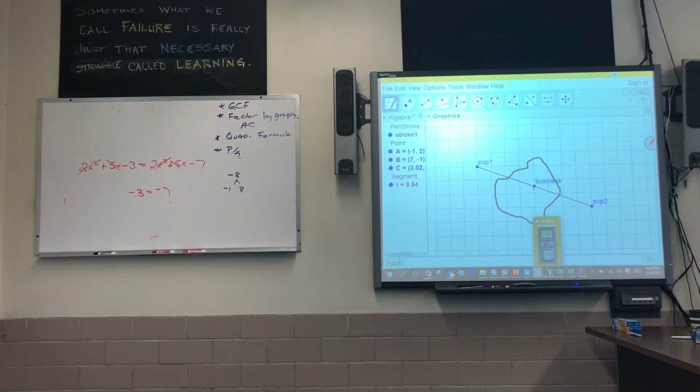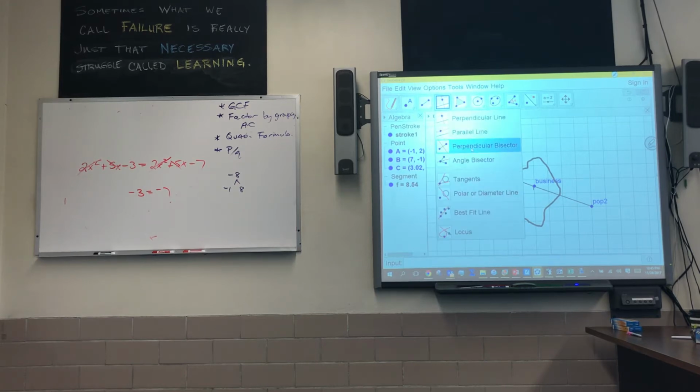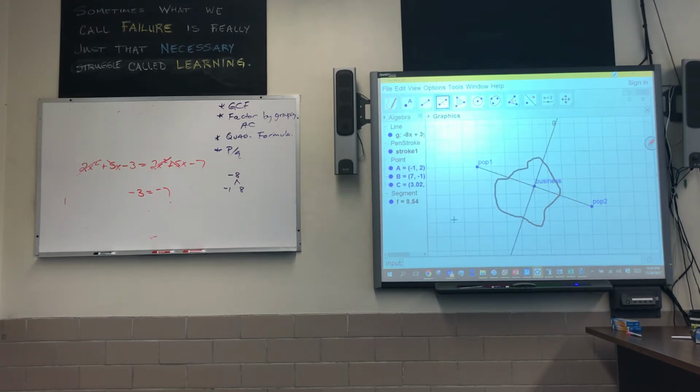now we have to figure out where to put the business if I still want the same exact criteria: that the distance from population 1 to my business is exactly the same as the distance from population 2 to my business. Well, the theorem that we just talked about says that you put it at a spot on that line right there. You put it on the perpendicular bisector. And if I can color that real quick.